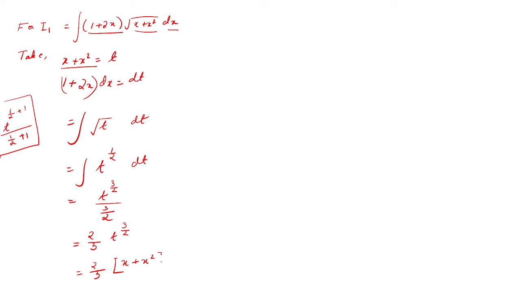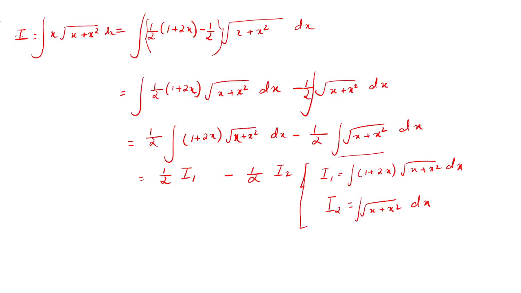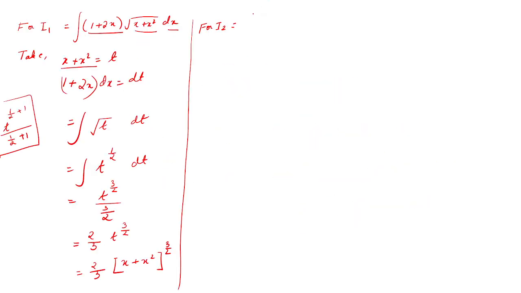Remember, integration or differentiation, anything of the sort, if you use the substitution method, your answer should always be expressed in the x form. So this is what we got for I1, okay? Next, let's work on I2 simultaneously. So this is for I2. For I2, you have the integration of root x plus x squared dx, okay?